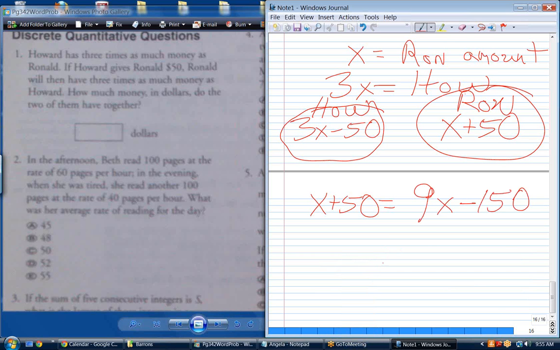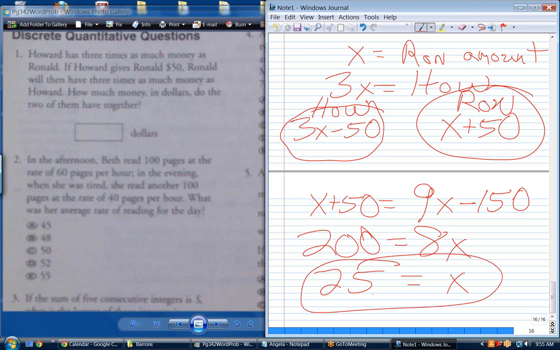Now we solve for X. So we have 8X equals 200. So X equals 25. And at this point, it might be worth checking. In other words, if X is 25, Ron started with $25, Howard started with $75. If Howard gives 50 away, he'll have 25, Ron will have 75, Ron will have 3 times as much. We're correct.